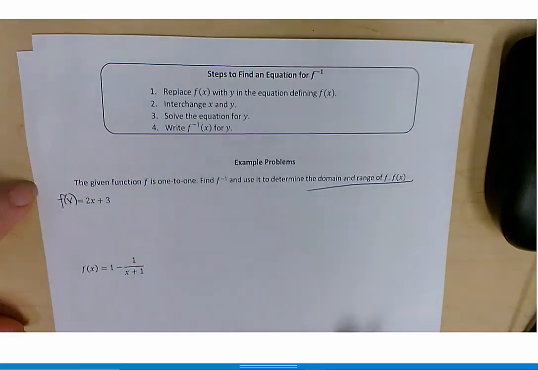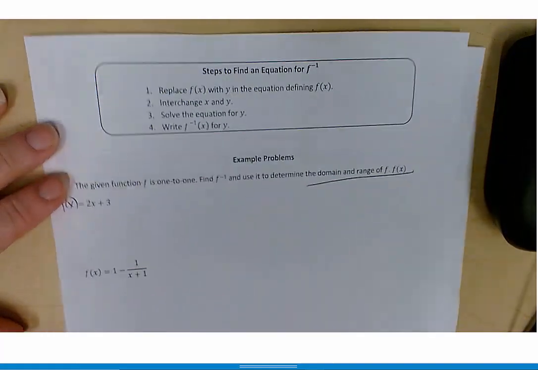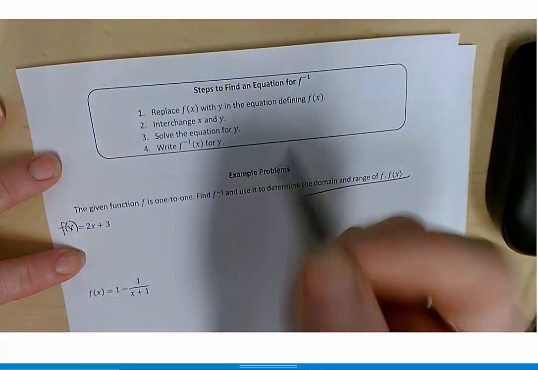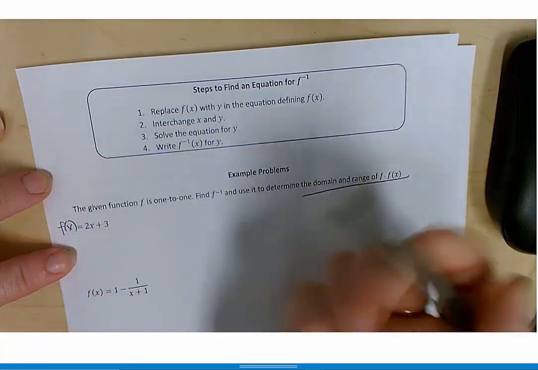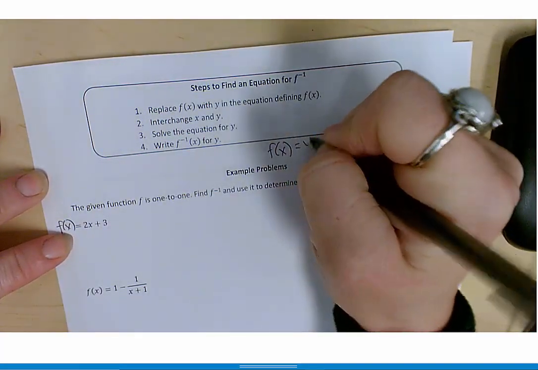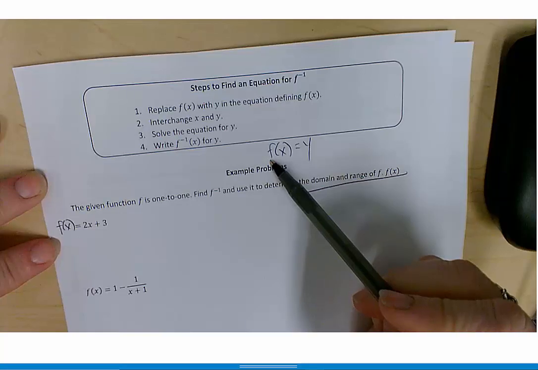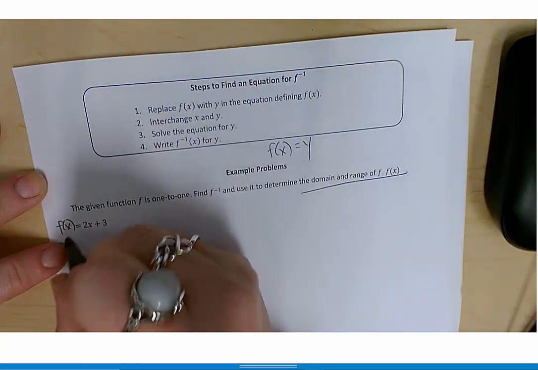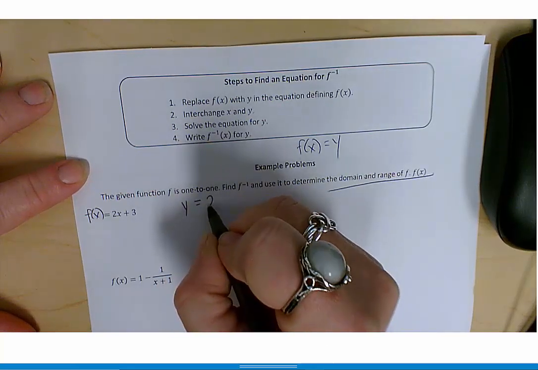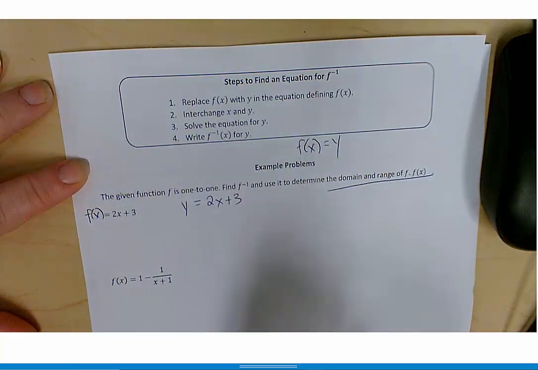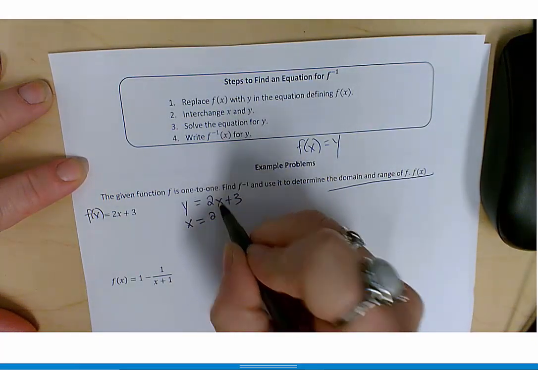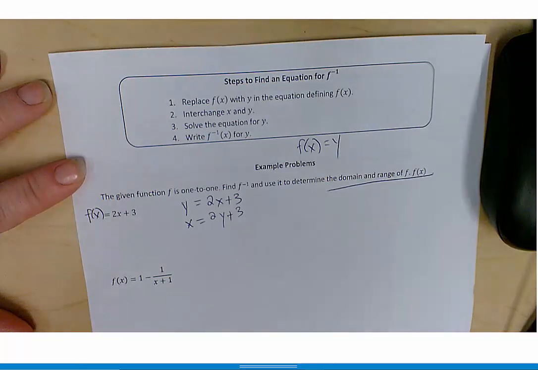So for our first example, we have f of x is equal to 2x plus 3. Finding the inverse of a function is essentially a 4-step process here. Step 1, get rid of the function notation. Remember that f of x is the same thing as y. They represent the exact same thing, just one is function notation, one is not. So f of x is equal to 2x plus 3 is the same thing as y is equal to 2x plus 3. Step 2, interchange x and y. This y becomes x, this x becomes y.